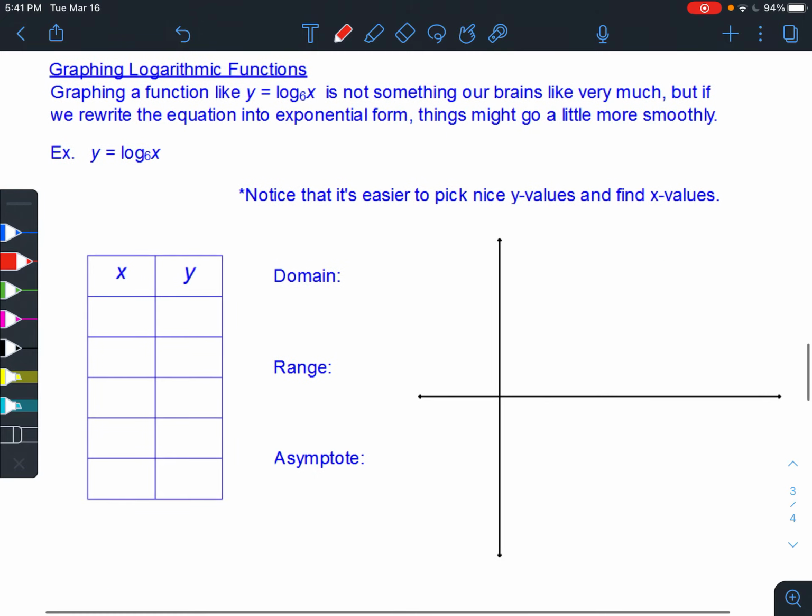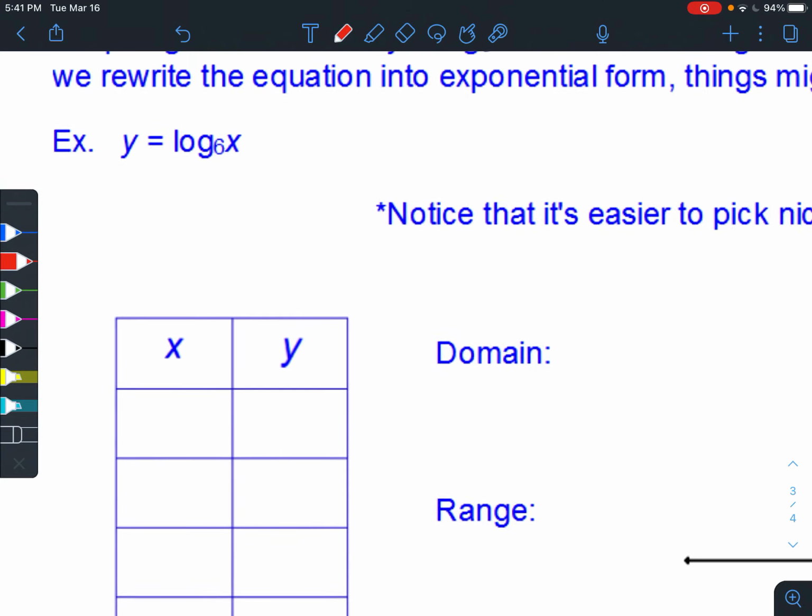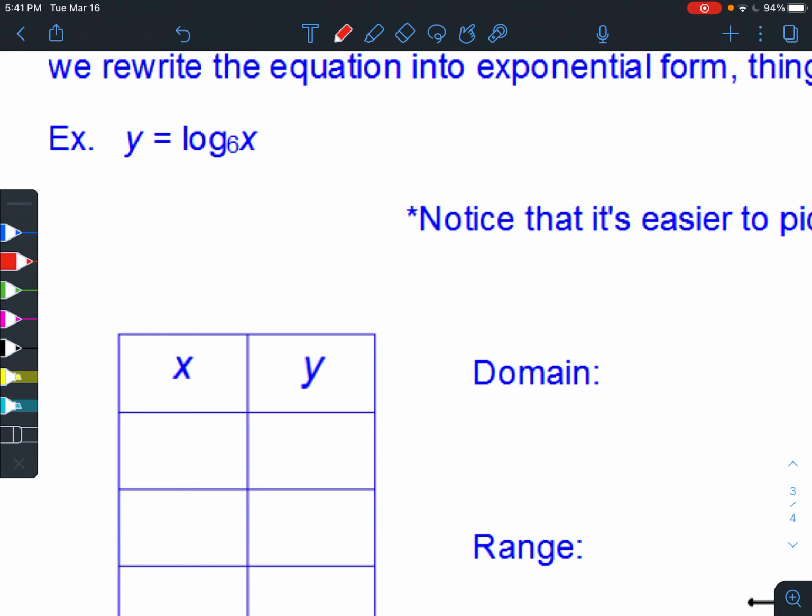All right, let's get to graphing. So graphing a function like y equals log base 6 of x is not something our brains like very much, but if we rewrite the equation into that exponential form, then things might go a little more smoothly. Okay, so y equals log base 6 of x we've got right there. Again, I'm going to zoom in just a hair for now so we can see things a little easier.